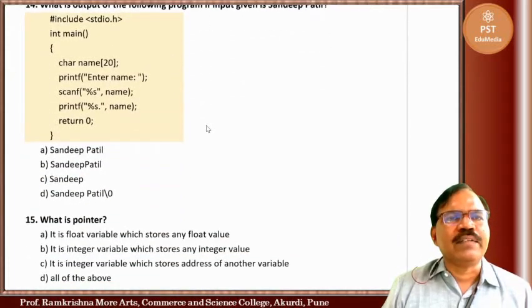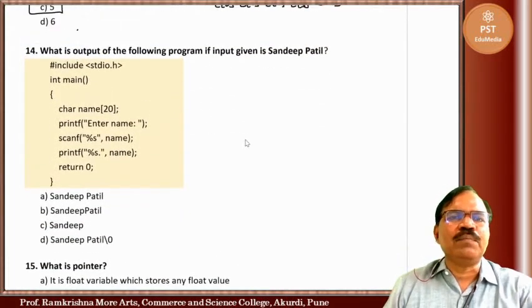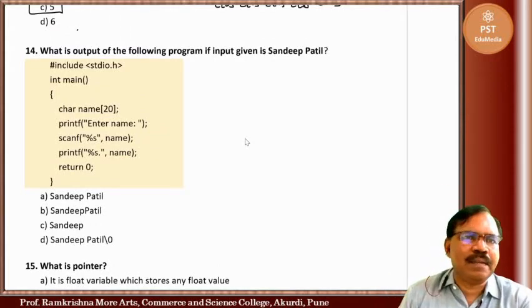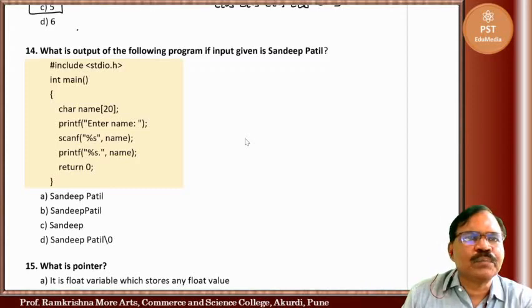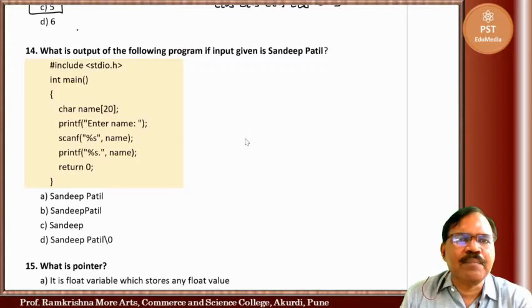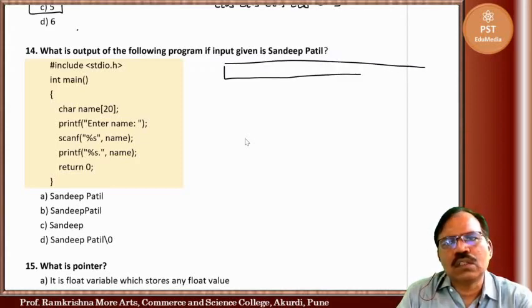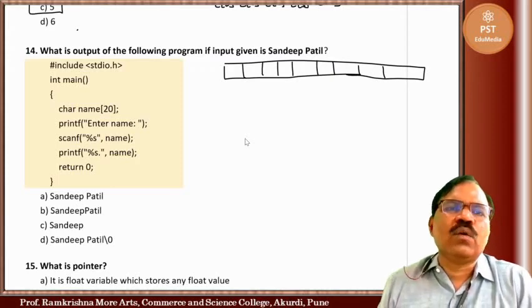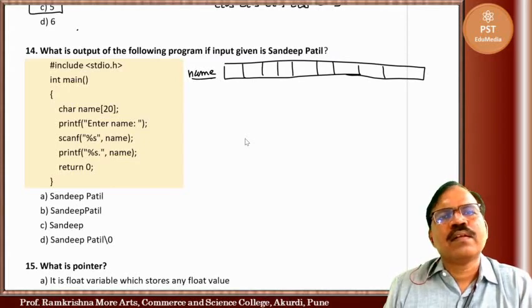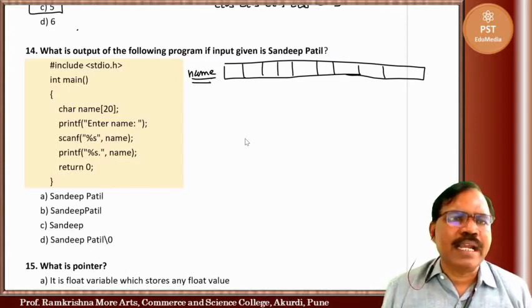Now next one. What is the output of the following program, if the input given is Sandeep Patil? So here #include <stdio.h>, int main, char name[20]. So what happens here? 20 serial locations are reserved by name, that is an array of characters.